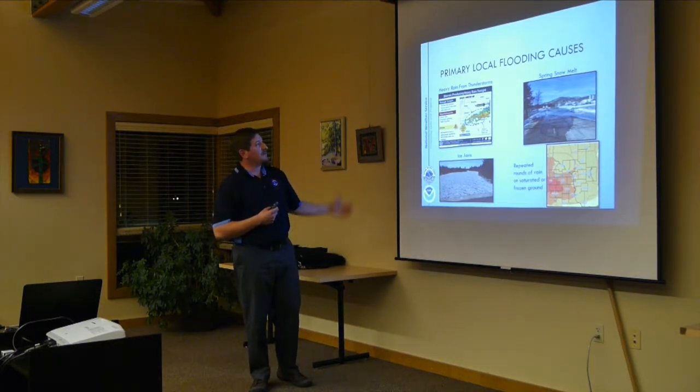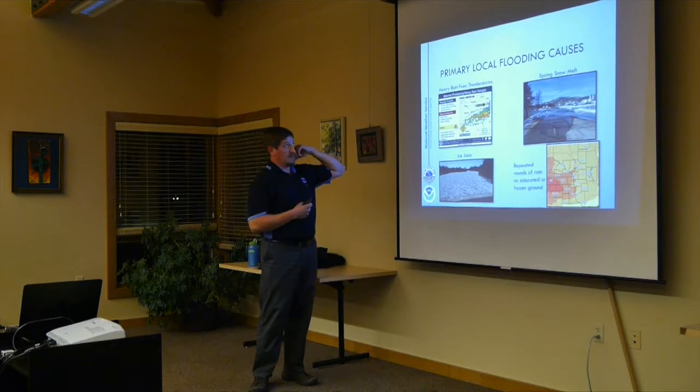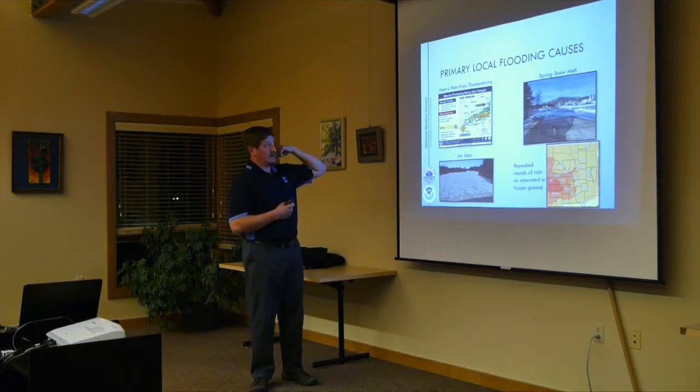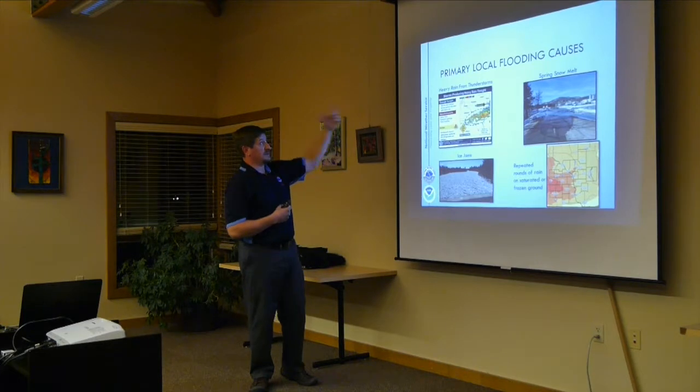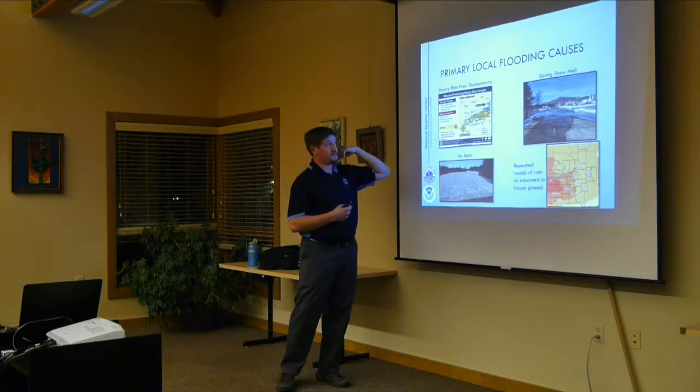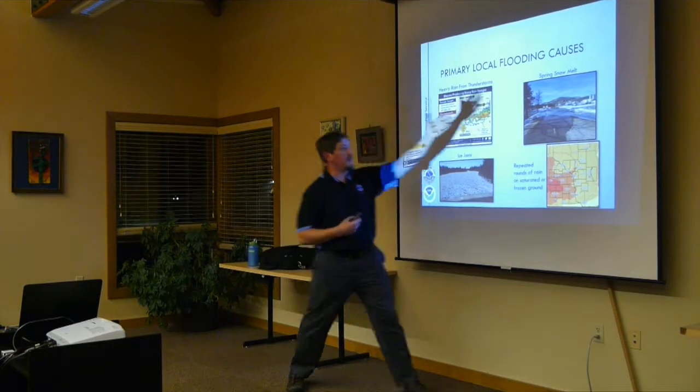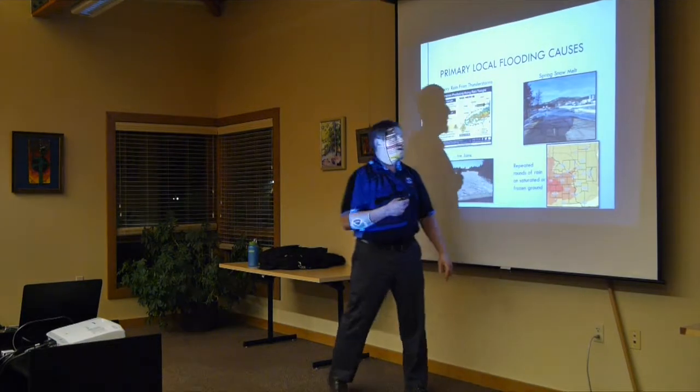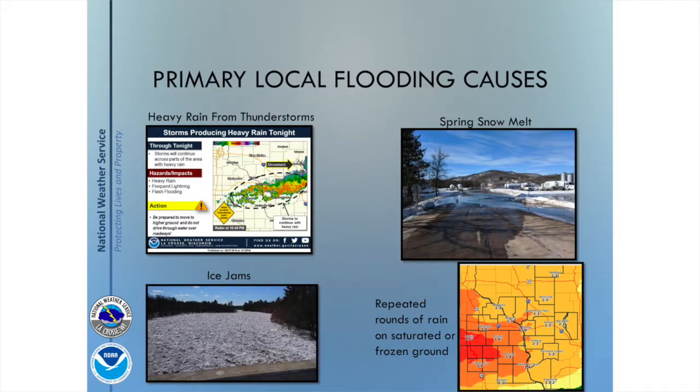So I grabbed some examples from this past year of primary local flooding causes. One of the biggest ones is heavy rain from thunderstorms. This spring snowmelt, this was actually a picture from the Trempealeau River in Dodge last spring. We had some rapid snowmelt, we had deep snowpack, still a lot of snow in place, a lot of ice in place. So that's our typical snowmelt issues.